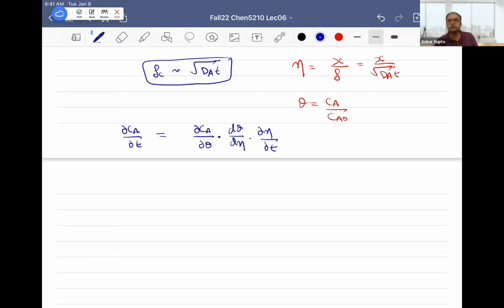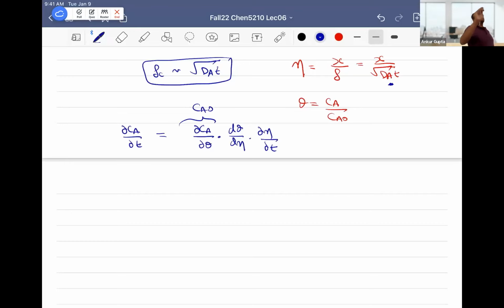This is the product rule. Whenever you see something like this, remember that you want to differentiate first with respect to theta and then d theta by d eta. So product rule. This value is known because I know the value of CA. This is CA naught. Okay. And my eta is given here.